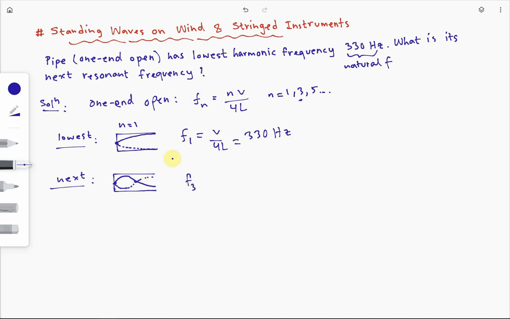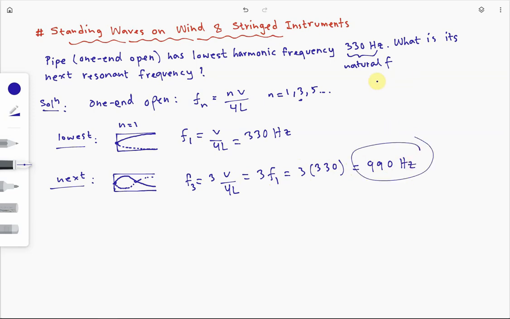There is nothing in between. F2 doesn't exist, and we talked about that in our lecture. F3 is using this relation right here. It should be 3 times v over 4L. What is v over 4L? It's just F1. So whatever we have for F1, we multiply by 3 to get the next resonant frequency. So 3 times 330 gives me 990 hertz. This is the next resonant frequency if the pipe is open at one end.